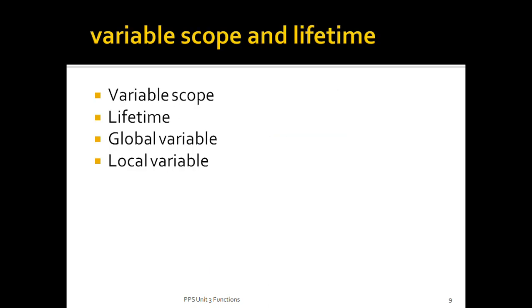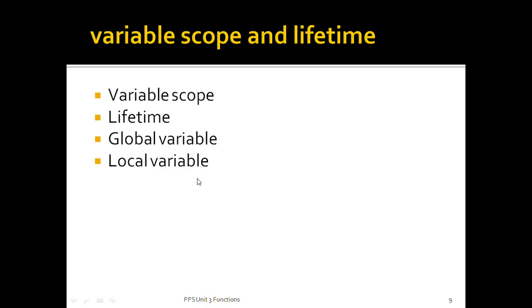Now let's see the next topic, variable scope and its lifetime. So what is scope and lifetime? The part of the program in which a variable is accessible is called its scope, and the duration for which that variable exists is called its lifetime. There are again two types of variable, global variable and local variable.